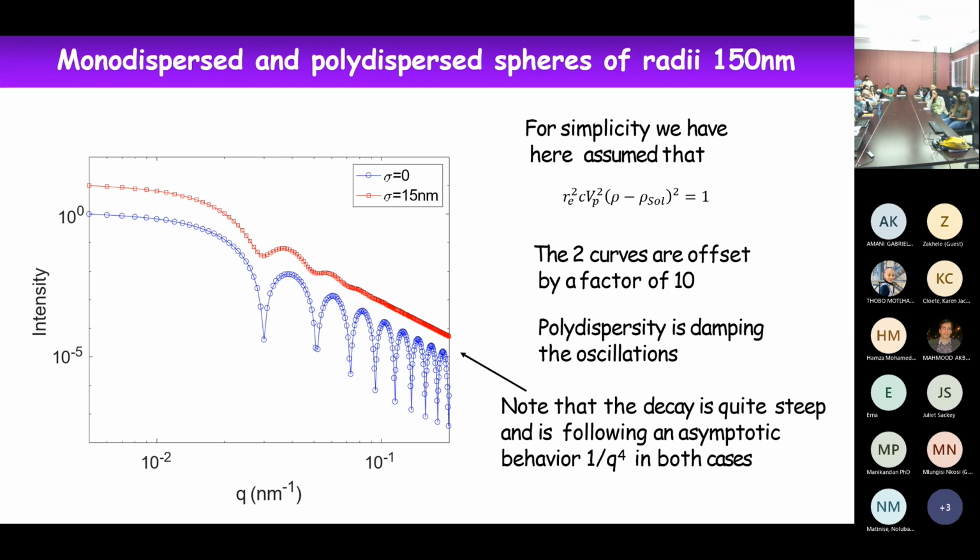Now, if you add some polydispersity, meaning that the particles do not all have the same diameter, you can see that instead of having a very pronounced dip inside the curve, you get oscillations which are damped. So by doing measurements like this, you can first of all get the radius of the particles, and second, the polydispersity of the particles.